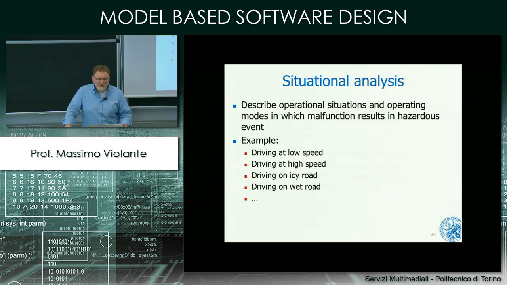Examples of the result of this brainstorming are driving at low speed, or driving at high speed on icy road, or being in an accident condition, driving backwards at 30 kilometers per hour max. These are the kind of operational situations that are interesting for us. Okay?